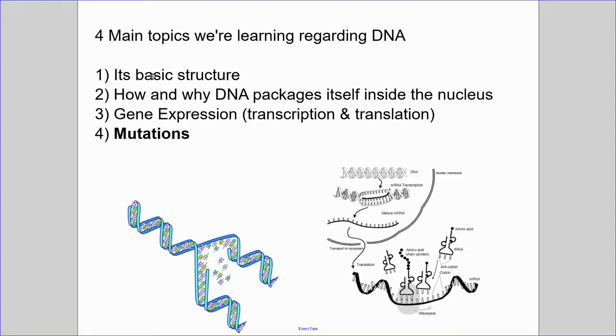Today's concept is going to be about the mutations in DNA. So far we've learned about the DNA basic structure, how and why it packages itself into the nucleus. That's a concept called epigenetics. We've learned about gene expression, which is when a gene gets expressed and turned into a protein through the process of transcription and translation. And today we'll round out this chapter with mutations.